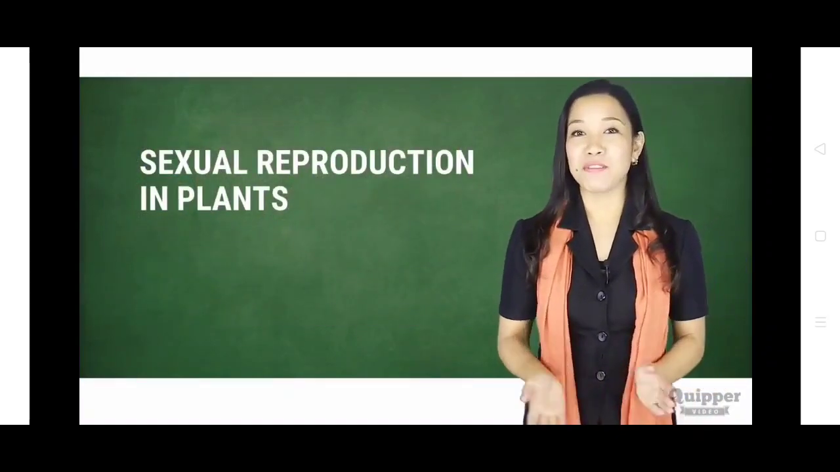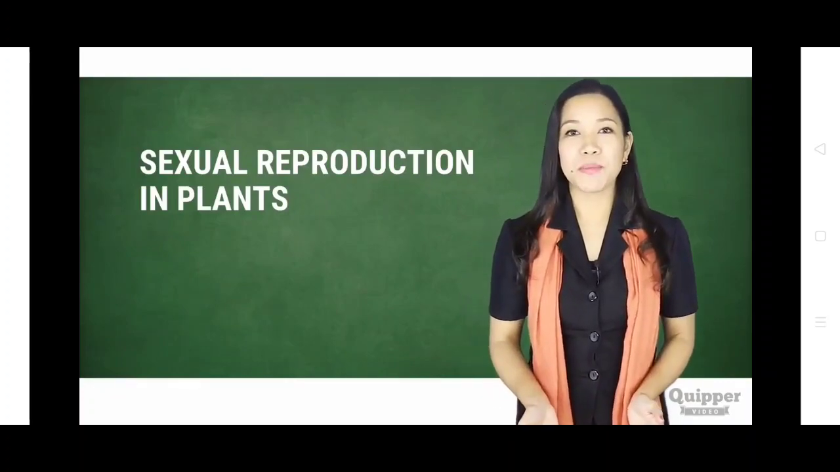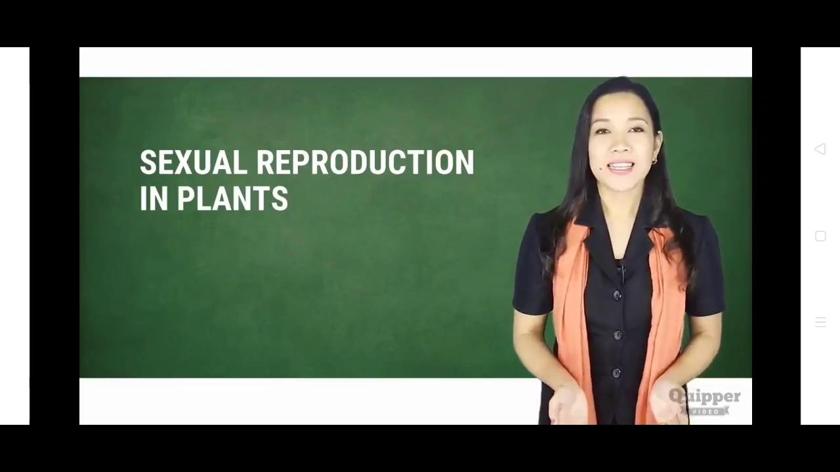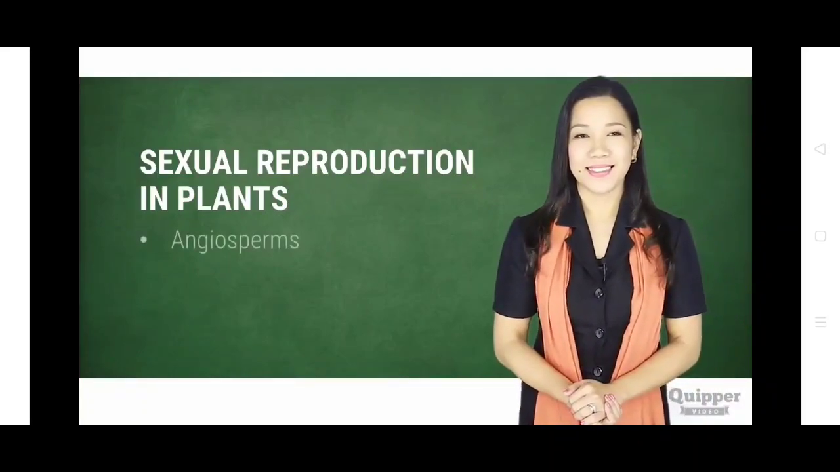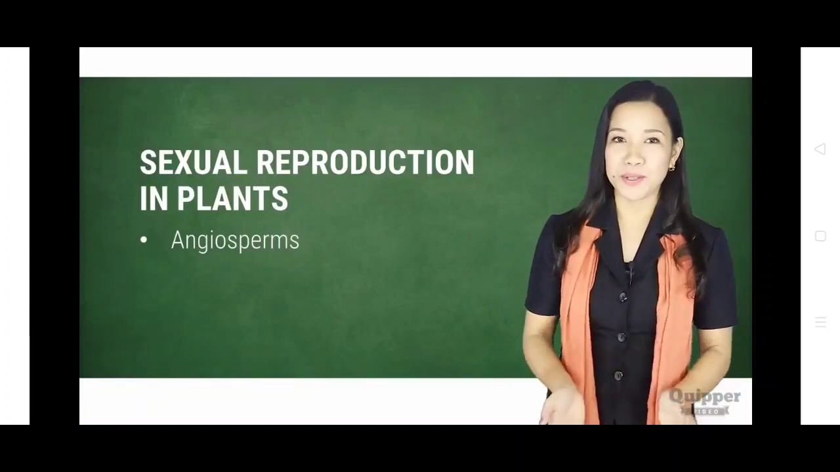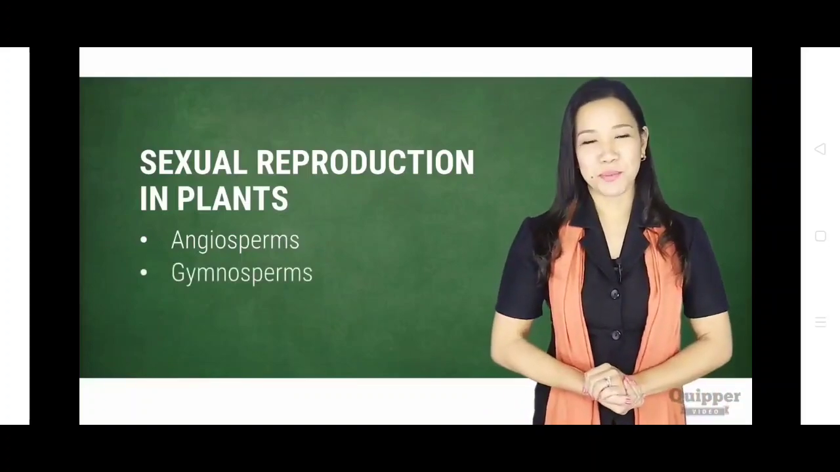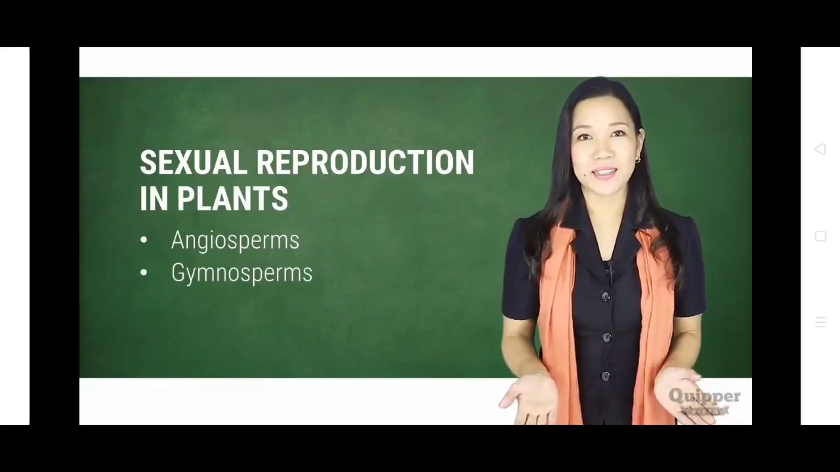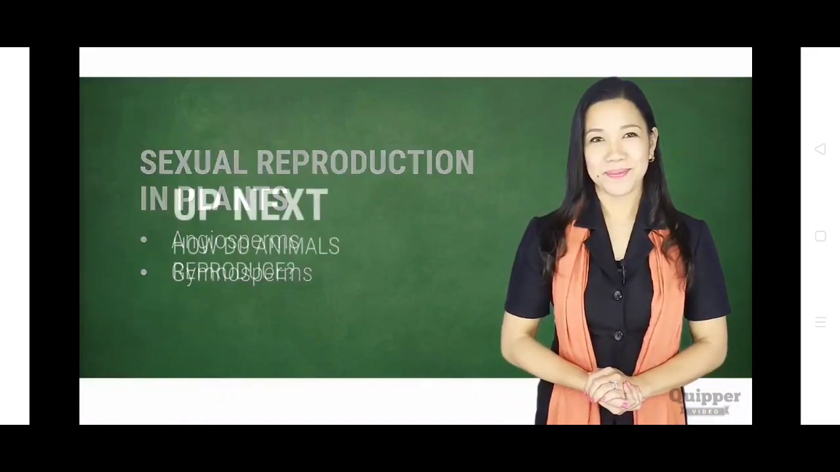Let's recall what you have learned today. We learned that some plants reproduce by sexual reproduction. Sexual reproduction depends on the type of plant. In angiosperms, the reproductive cells are produced and stored in flowers. In gymnosperms, the reproductive cells are produced and stored in cones.